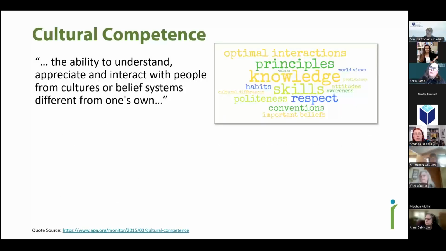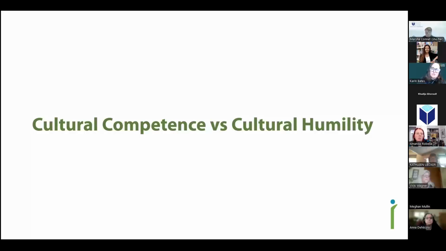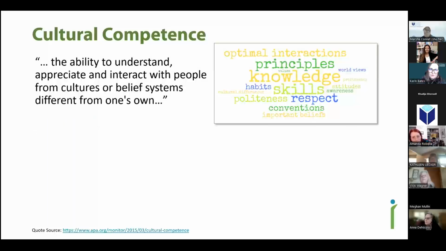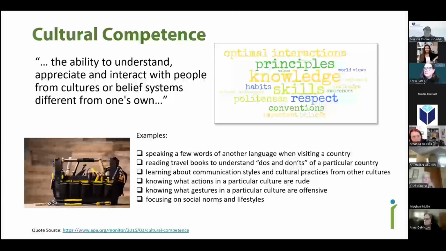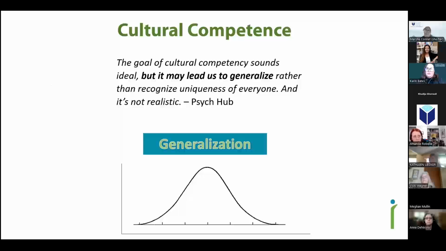Okay, so let's talk a little bit about cultural competence. Sorry, I'll back up here. Cultural competence versus cultural humility. So cultural competence is this kind of toolkit of the ability to understand, appreciate, and interact with people from cultures or belief systems different from your own. And so this would be like speaking words of another language, reading travel books to understand the do's and don'ts, knowing what actions in a particular culture are rude or polite, and focusing on social norms and lifestyles. And it is a lot like having a toolkit that you walk around with. And the goal of competency sounds really, really good, but it also can lead to generalization rather than recognizing the uniqueness of everyone.